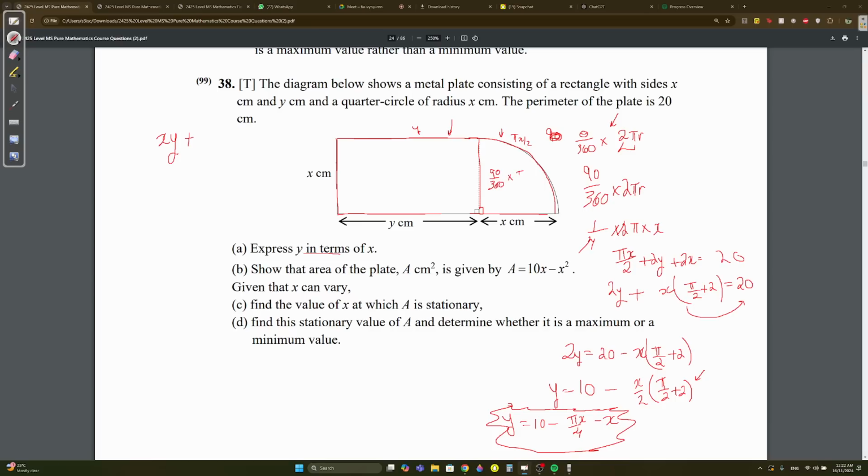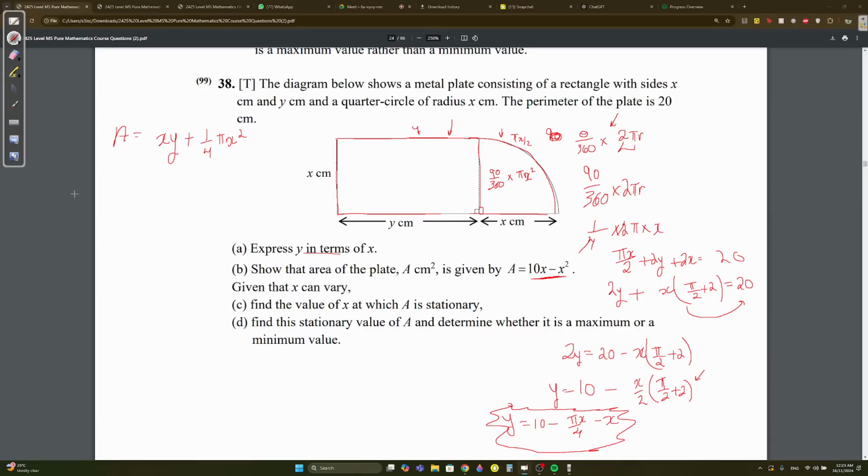times the area of the circle, which is pi r squared. In this case, r is equal to x, right? So pi x squared. So it's going to be 1 over 4, because 90 over 360 is 1 over 4, pi x squared. Okay, so this is the area. They want it to look like this. They want us to remove the y. So that's where part A comes in.